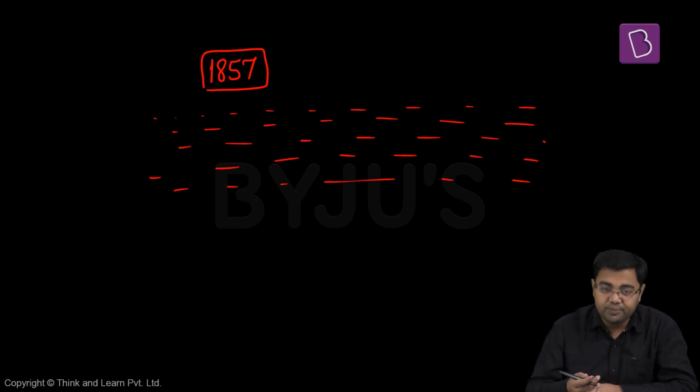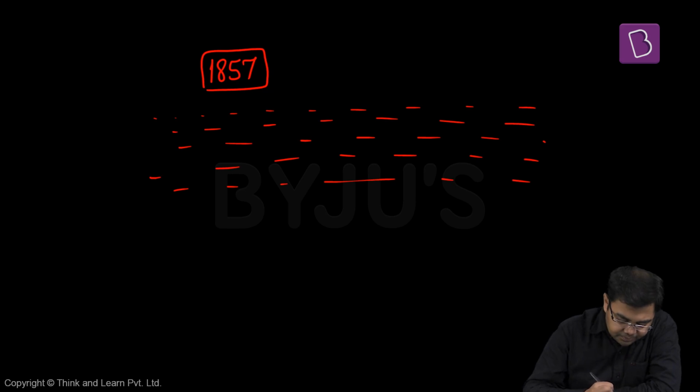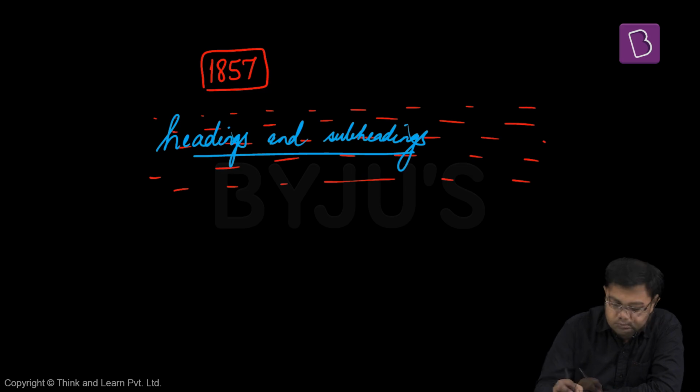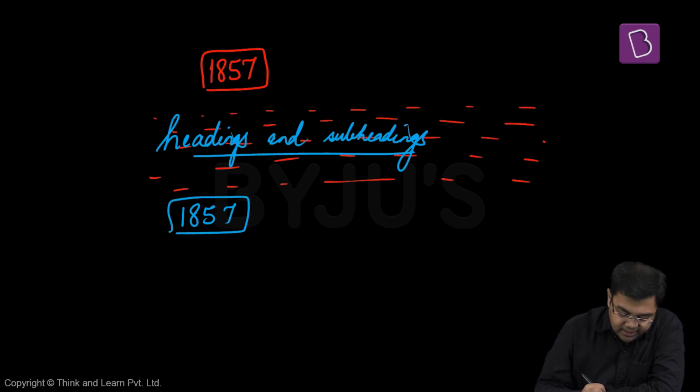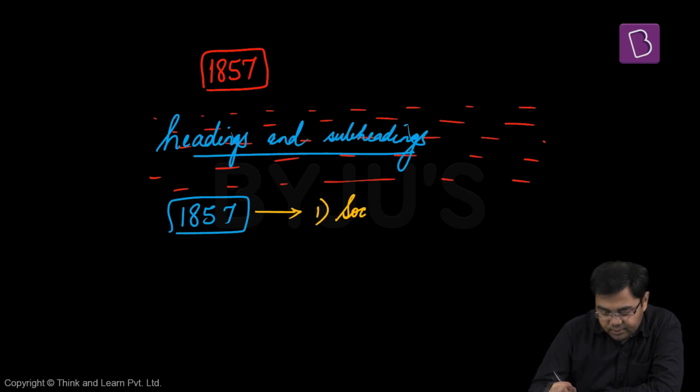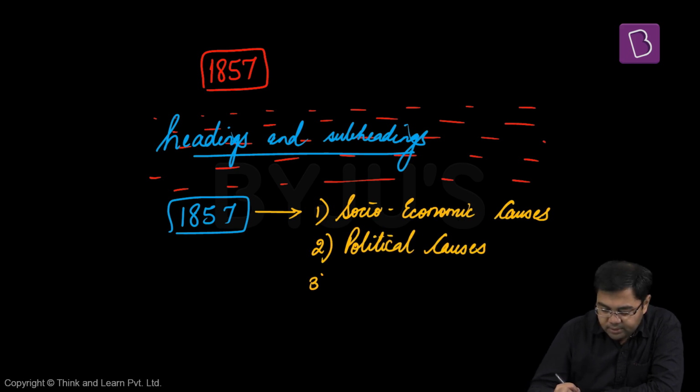So what should have been done instead is that make use of headings and subheadings. How? My heading would be, let's say, the revolt of 1857. Inside that, I can come with all the subheadings. The first subheading could be, let's say, socio-economic causes. The second could be political causes. Then you might write about the immediate cause.